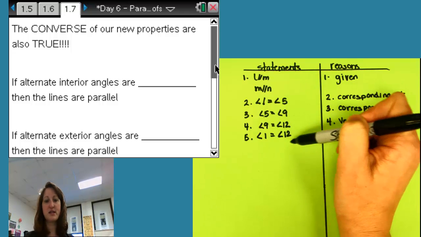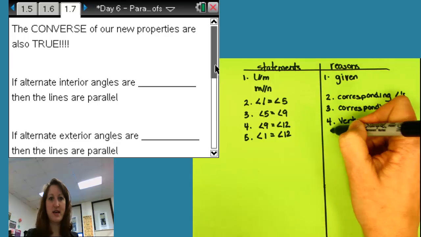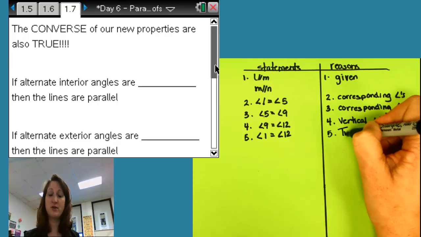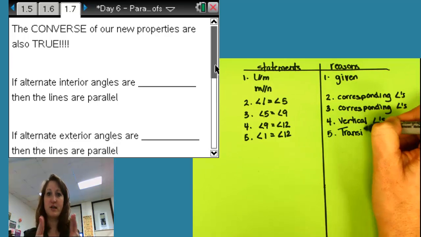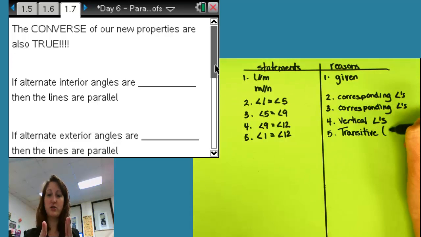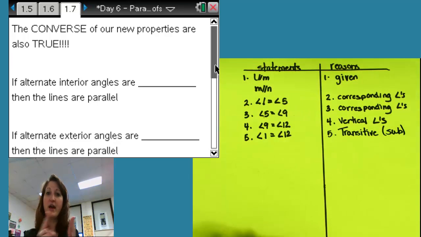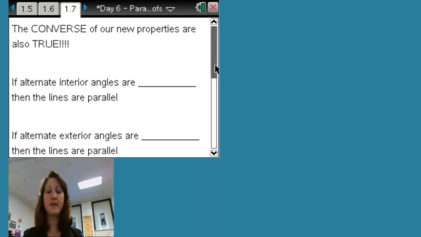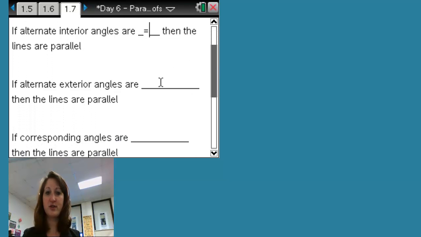Now, the next thing that I just want to make sure that you see is that the converse of those properties are also true. Converse again is where you take the hypothesis and the conclusion, the if part and the then part, and you just switch them. So, we can also say that if alternate interior angles are equal, then the lines are parallel. We can also say that if alternate exterior angles are equal, then the lines are parallel.